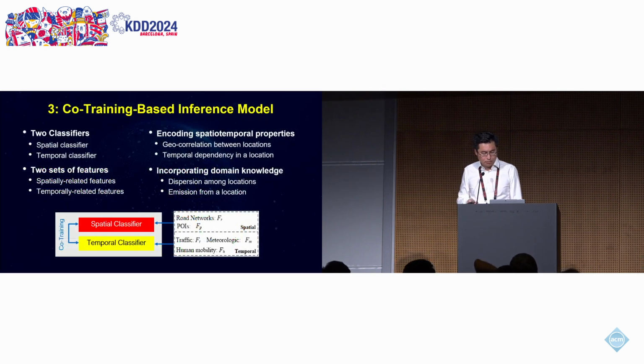Okay. Then we come up with the model. We come up with a co-training-based model, which is comprised of two classifiers. One is a spatial classifier, taking into account spatially related features extracted from POI data and the road network data to encode the spatial correlation of air quality between different locations and model the global dispersion of air pollution. Another one is a temporal classifier, taking into account the features extracted from temporally related data like meteorological data and the traffic data to encode the temporal dependency of air quality in one location and model the emission from one location. So actually, it's very neat, very simple.